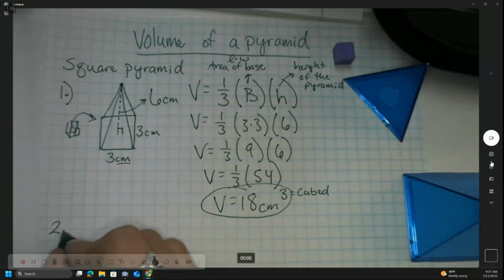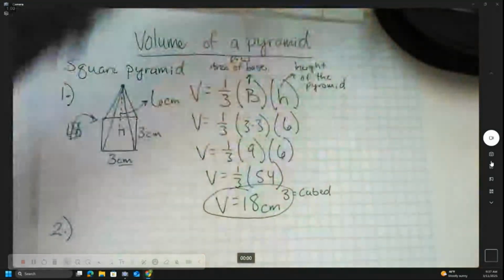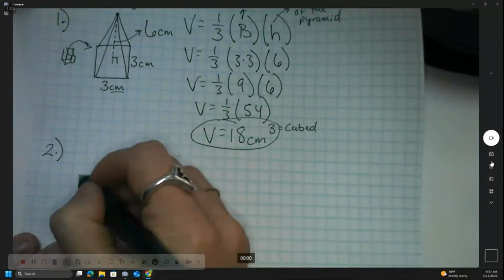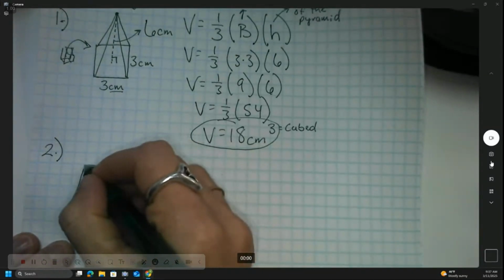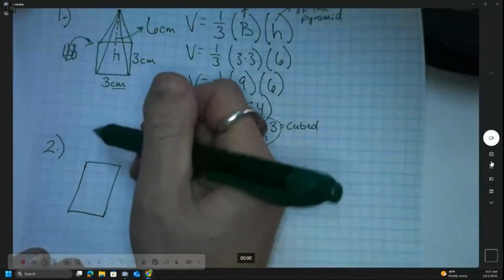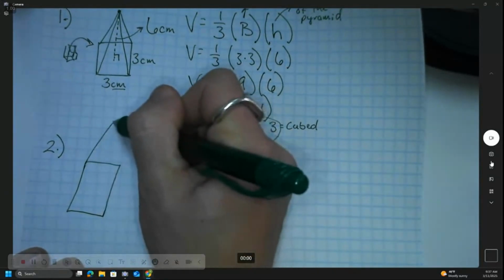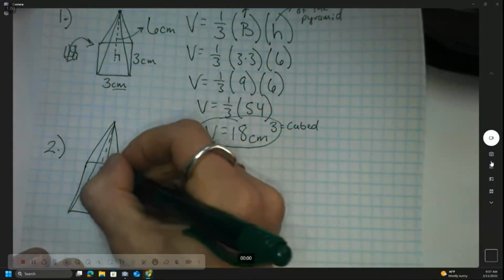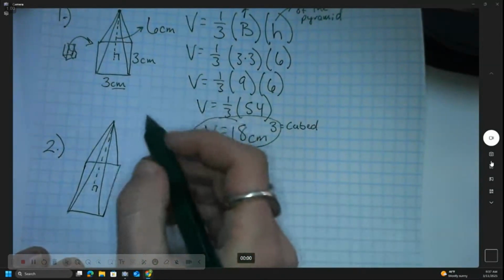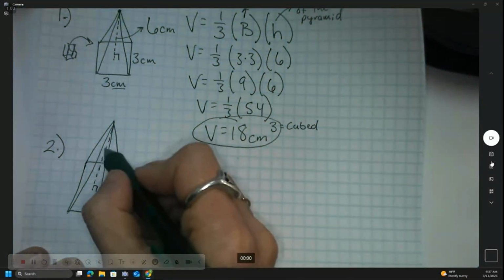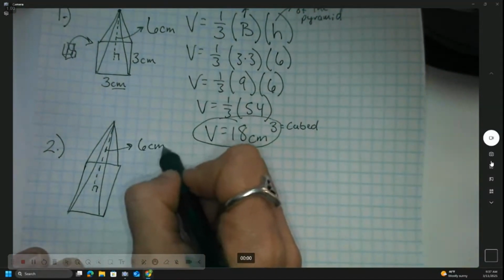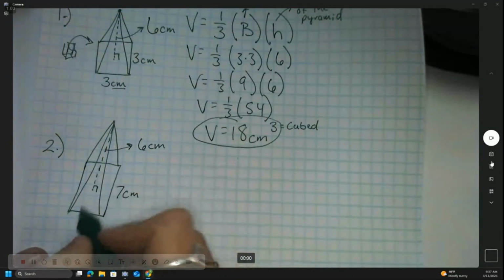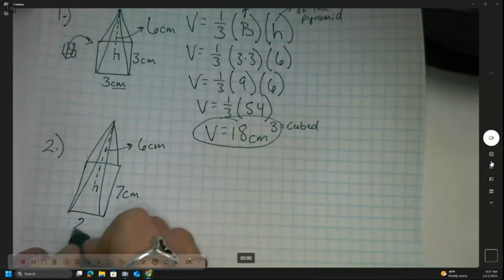Number 2, I'm going to give you a rectangular pyramid. So, sort of like that. And I'm going to draw all points here. And the true height. The true height is going to be 6 again, 6 centimeters. The length I'm going to say is 7 centimeters. And the width I'm going to say is 2 centimeters.